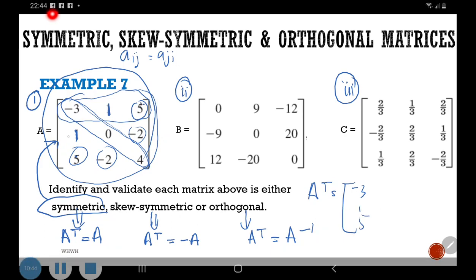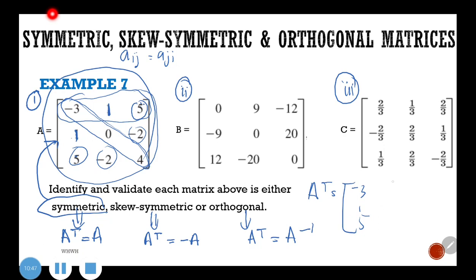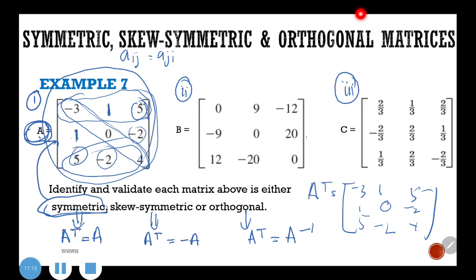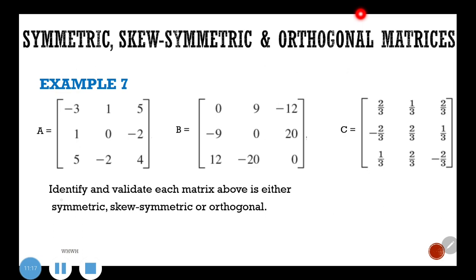The first row jadi first column, negative 3, 1, 5. The second row akan jadi second column, 1, 0, negative 2. And then the third row akan jadi the third column, 5, negative 2, 4. So all in all, it come back the same as matrix A. So betul lah. So matrix A here is A transpose equals to A, a symmetric matrix. Maknanya yang ni adalah symmetric matrix.